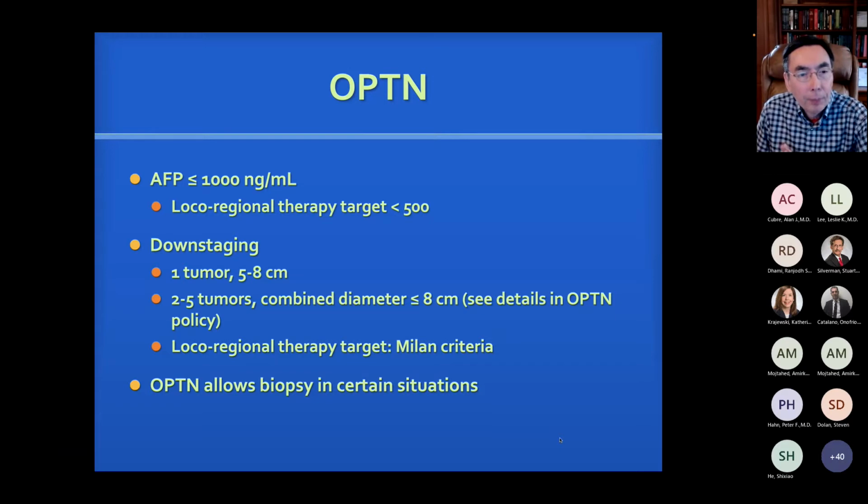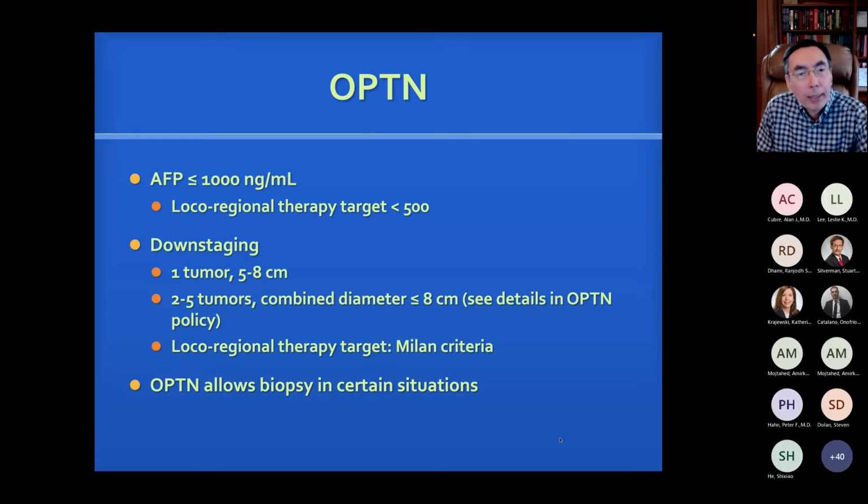And similarly, using UCSF criteria, we can downstage tumors now, even in our region. So for example, if we have a single HCC tumor that is 5 to 8 centimeters in diameter, you can do local therapies to shrink the tumor, and if you can get it to 5 centimeters or smaller, then it will fall within Milan, and the patient would be then eligible for liver transplant. And they have to stay within Milan while they're on the waiting list.